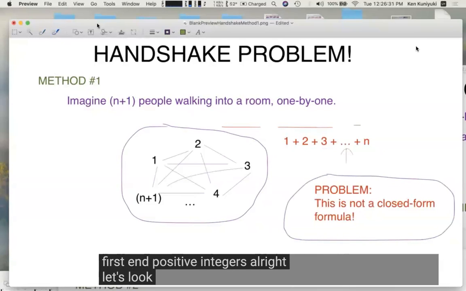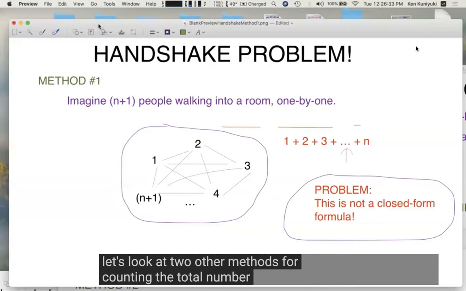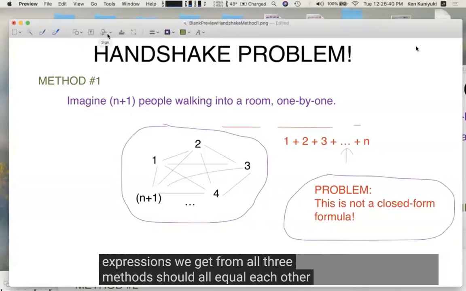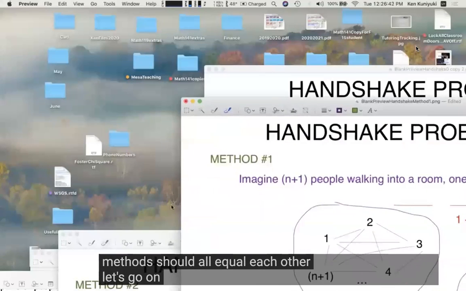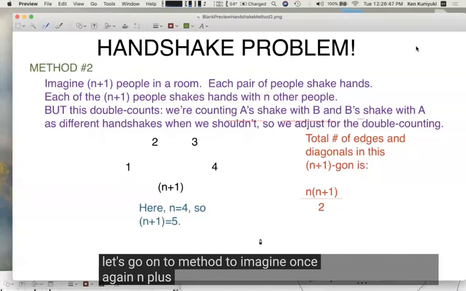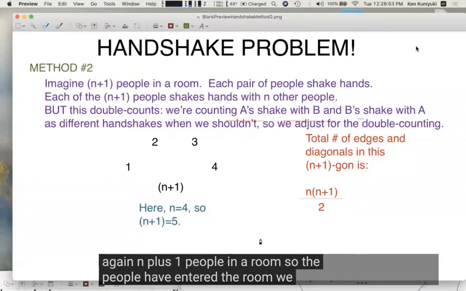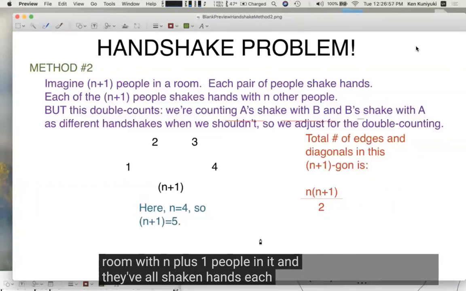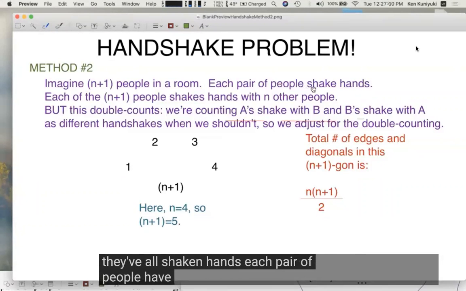All right, let's look at 2 other methods for counting the total number of handshakes, because the expressions we get from all 3 methods should all equal each other. Let's go on to method 2. Imagine, once again, n+1 people in a room. We have a room with n+1 people in it, and they've all shaken hands. Each pair of people have shaken hands. Let's say they've already done it.